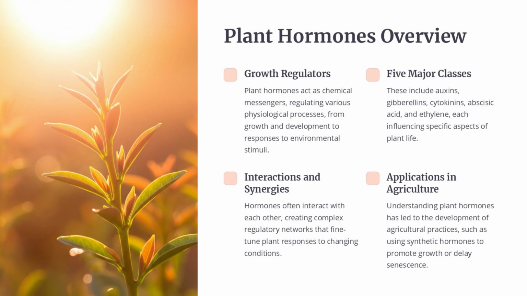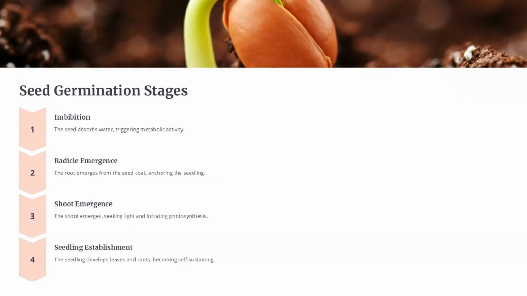The image on this slide illustrates how plant hormones influence growth and development, with a focus on the stem and leaf tips and a bright, sunny background highlighting the plant's healthy growth. The image on this slide shows a close-up view of a seed sprouting, with the delicate new roots and shoot emerging from the seed coat.